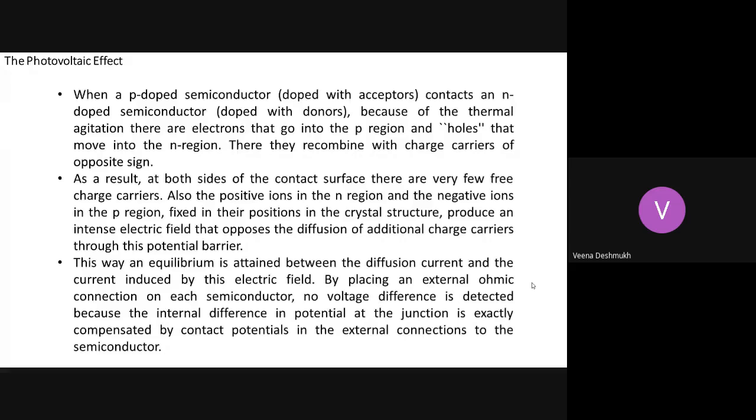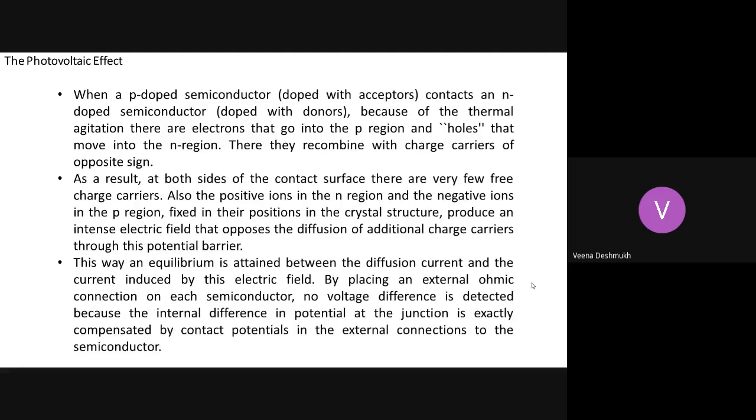So when the holes move from P to N, and electrons from N to P, the recombination happens, not necessarily always at the center, depending upon their mobility and the velocity at which they are moving, because we all know that holes move at a slower rate than electrons because of their mass. So somewhere near the P region, the recombination process begins. As a result of this recombination, on both sides of the contact surface there are very few free charge carriers left.